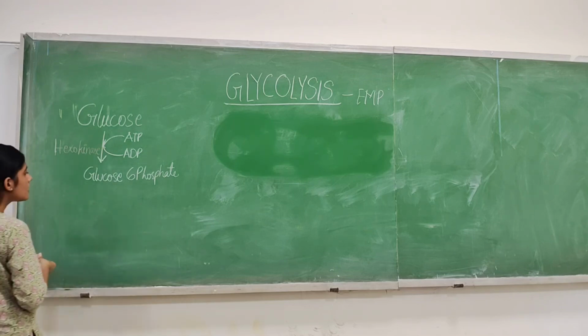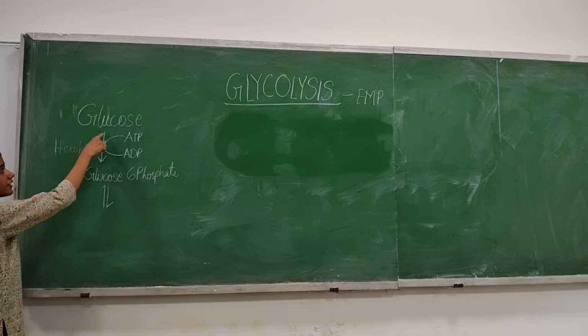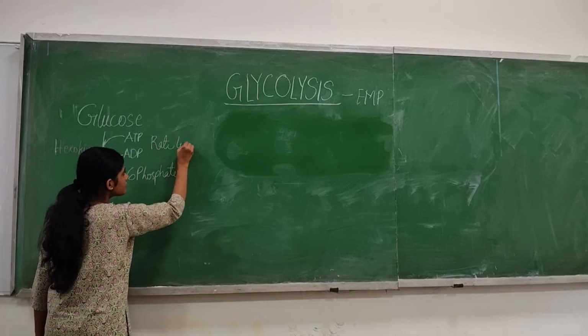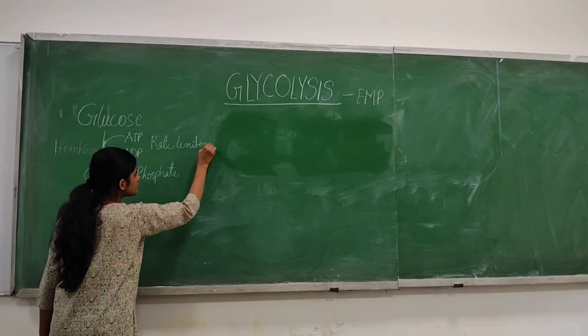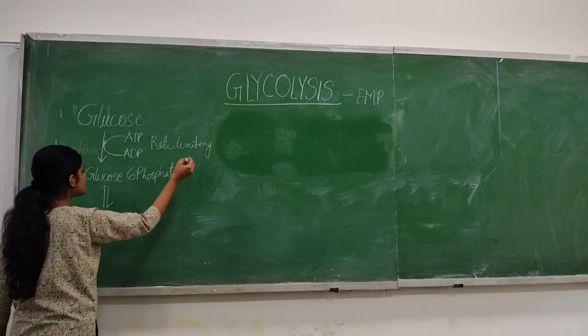In the second step, isomerization reaction is taking place, and this step is irreversible and is a rate limiting step. Why rate limiting? Because this reaction depends whether ATP is available or not. So this is also called the rate limiting step.